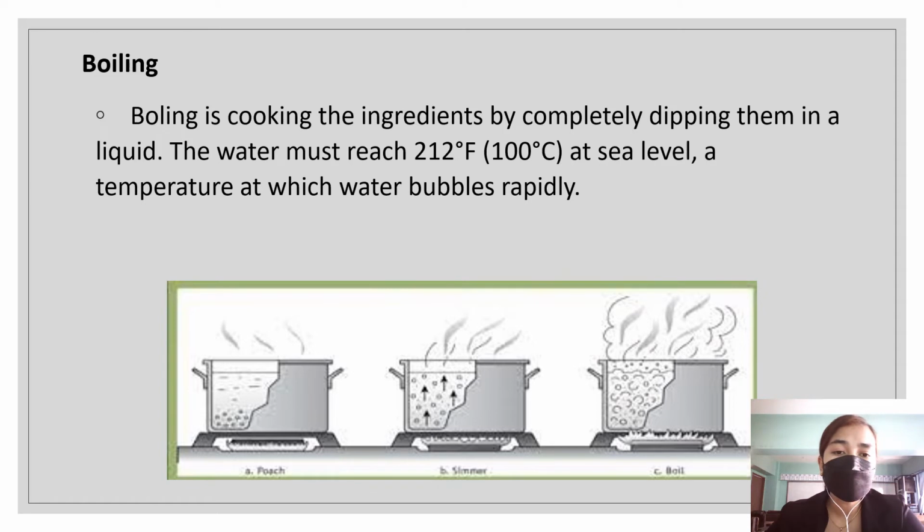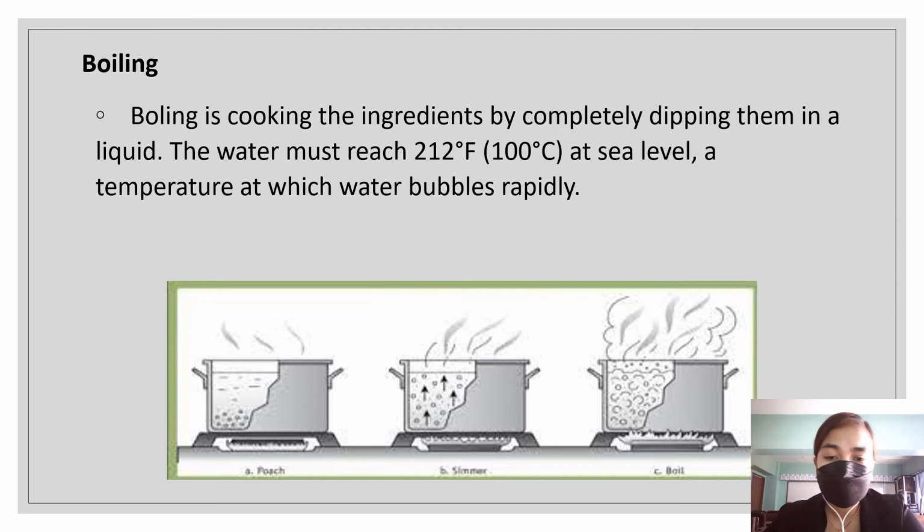So, boiling is cooking the ingredients by completely dipping them in a liquid. The water must reach 212 degrees Fahrenheit at sea level, a temperature at which water bubbles rapidly. Boiling is commonly used for cooking vegetables and starches as it softens the cellulose in these substances. The boiling water also relaxes connective tissue of meat and makes it tender.